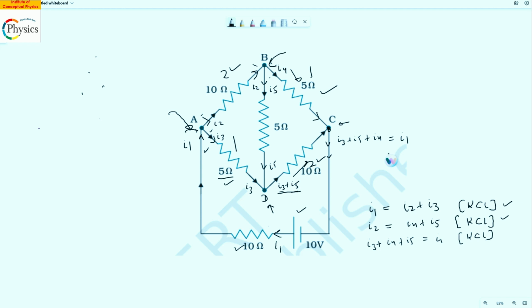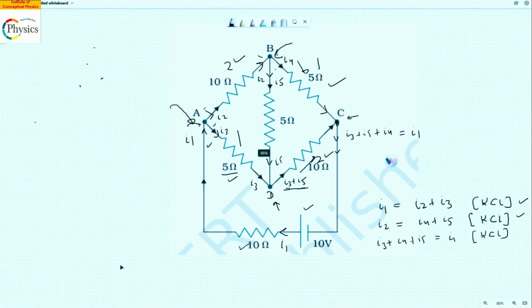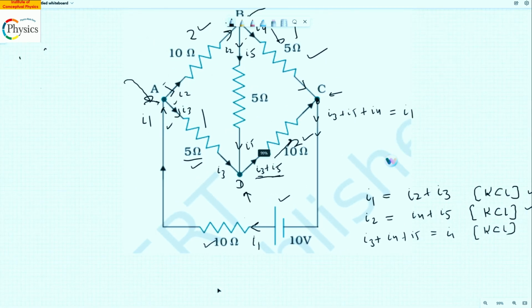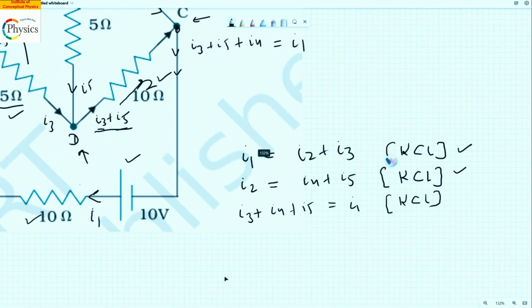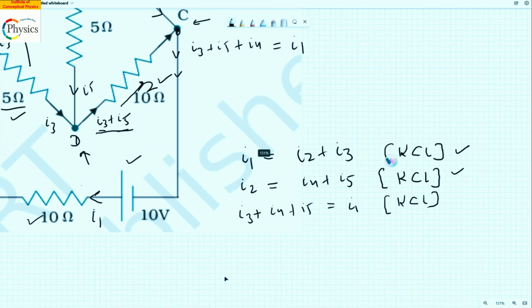We applied Kirchhoff's current law, right? So with more than 2 nodes, generally you would apply it. Kirchhoff's current law gave you three equations. I hope these are making sense to you. I'll just enlarge it so that you can take a look at the equations clearly.